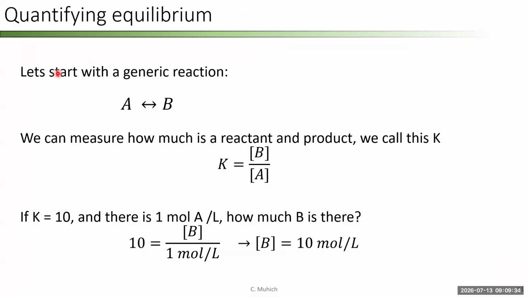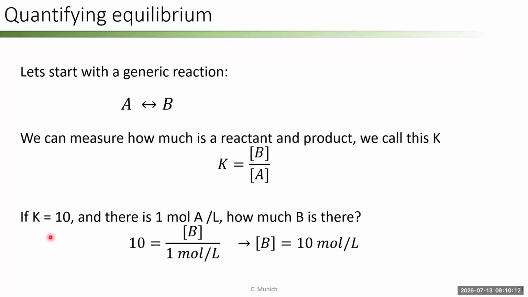So let's start with just a generic reaction. We'll just say A reacts to form B, and B can reversibly form A. Our reaction constant, K, is the ratio of the concentration of products over the concentration of reactants. And this is a constant at any temperature. So no matter how much A and B we have, K is always a single number at a single temperature.